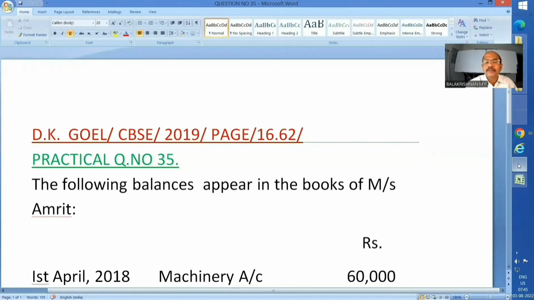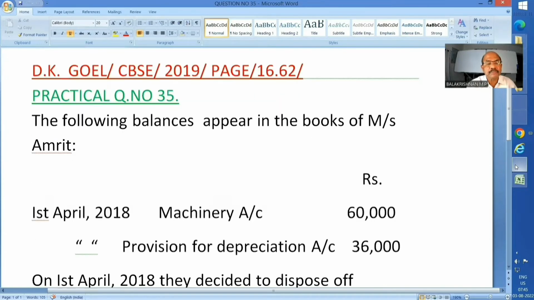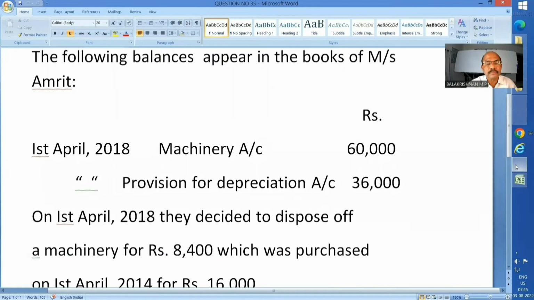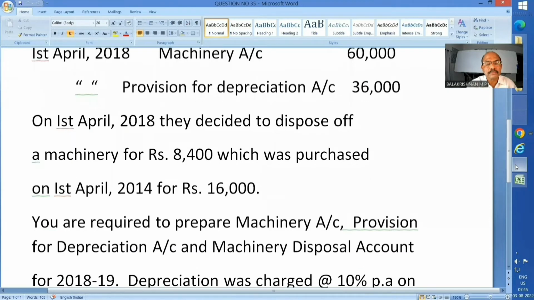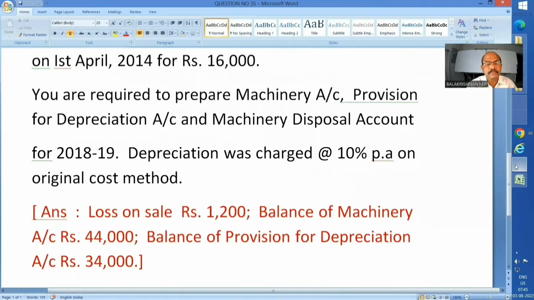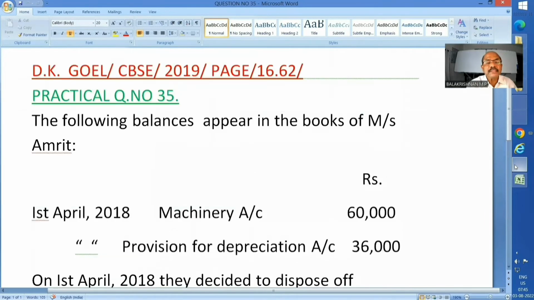Thank you. Well, students, question number 35, page 16.62, DK Goel, CBSE edition 2019. What are the salient features of this sum? Well, this is a very small sum to make you very clear the concept of asset disposal account. So it is exclusively focused in that area only.